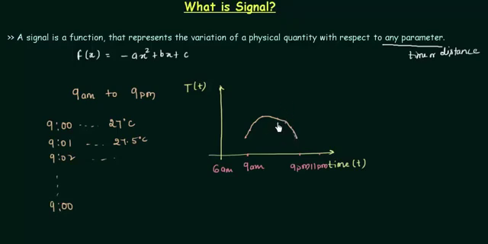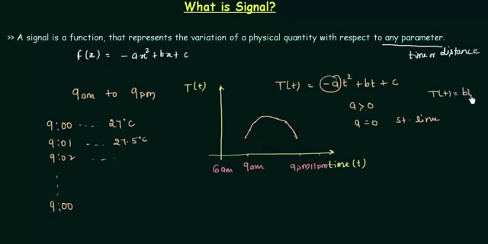This particular function is a downward parabola, and it has the equation minus a t square plus bt plus c. This minus a shows that we will have a downward parabola, and there is one condition for that: a must be greater than 0. If a is equal to 0, we will have a straight line, because the equation becomes bt plus c. This is the equation of a straight line, y equals mx plus c. The c is the intercept, and if a is less than 0, we will have the upward parabola.